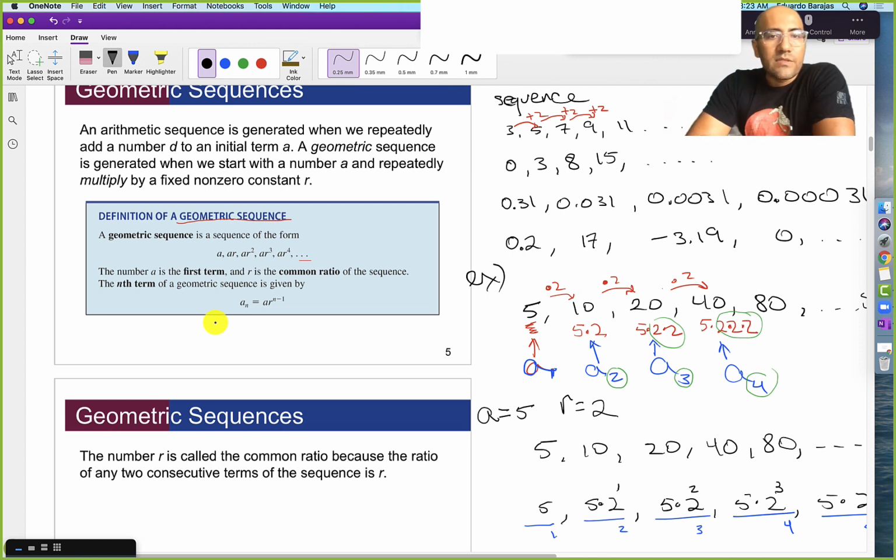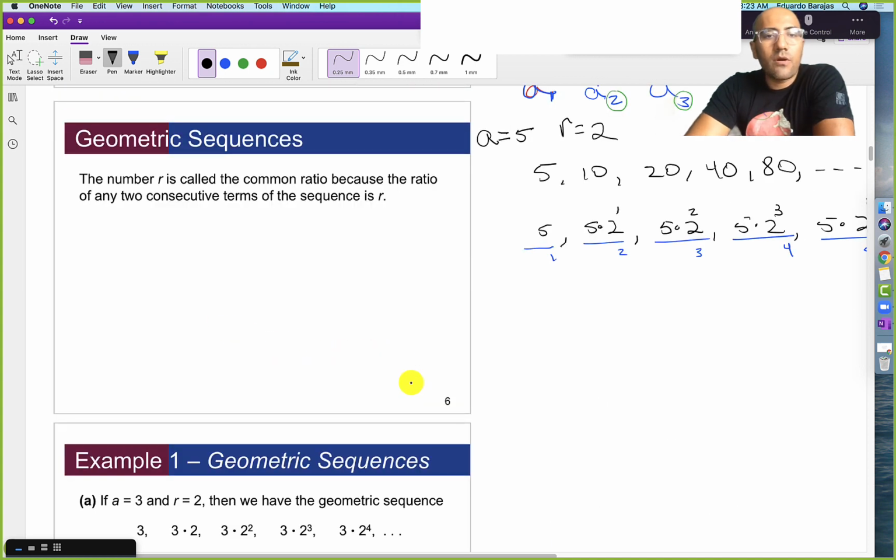An arithmetic sequence is generated when we repeatedly add a number d to the initial term. A geometric sequence is generated when we start with a number a and repeatedly multiply by a fixed non-zero constant r. Here is a generic list of the first few terms of a sequence that fits a geometric pattern. The first term is a, r is the common ratio, and the nth term is described by this formula. The number r is called the common ratio because the ratio of any two consecutive terms of the sequence is r.